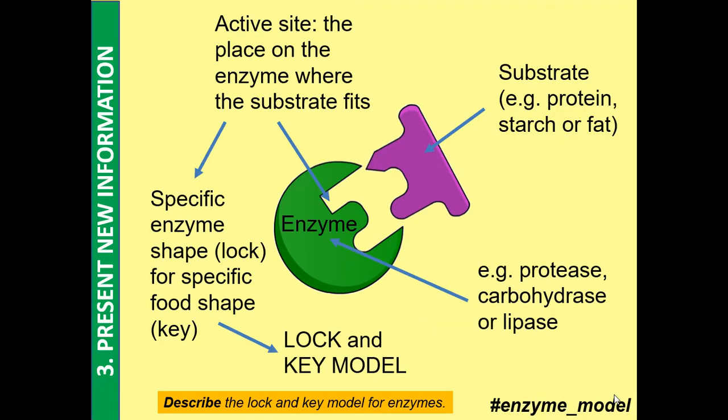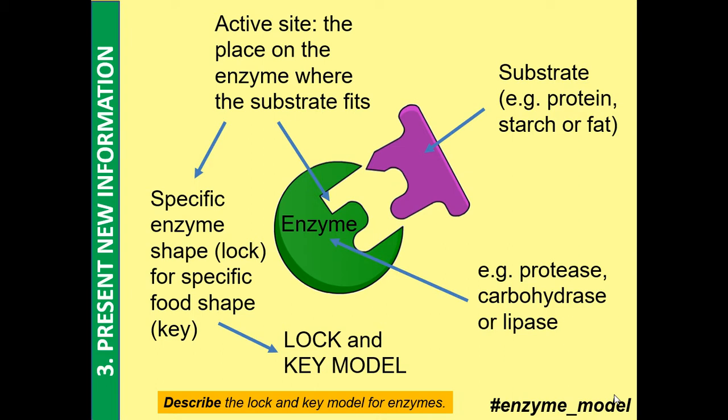Here we have a diagram of an enzyme. The green section is the enzyme, and the food that's going to enter that enzyme, whether it's a protein, starch or fat, starch being a carbohydrate, is known as the substrate. So the substrate fits into the enzyme. The enzyme could be a protease, a carbohydrase or a lipase enzyme, breaking down protein, carbohydrate and fat.